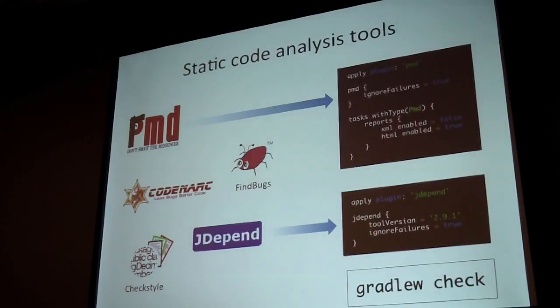So I already mentioned a couple of these tools: PMD, FindBugs, CodeNarc, Checkstyle, JDepend. It's actually fairly easy to configure them for your build. All you need to do is apply the corresponding plugin. You have to give it some rules that you can put in any kind of directory in your project, and then you can say which of the reports you want to generate. And then all you need to do is run the check task. They're automatically hooked up, and they will run in your build.